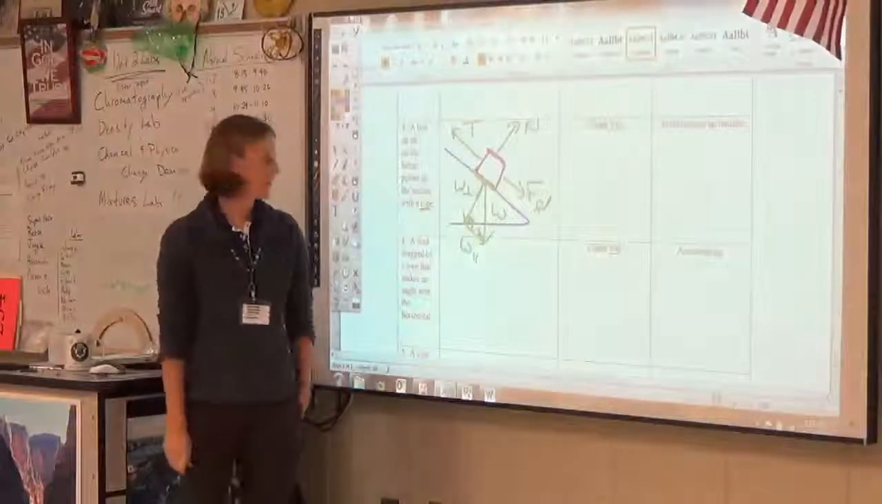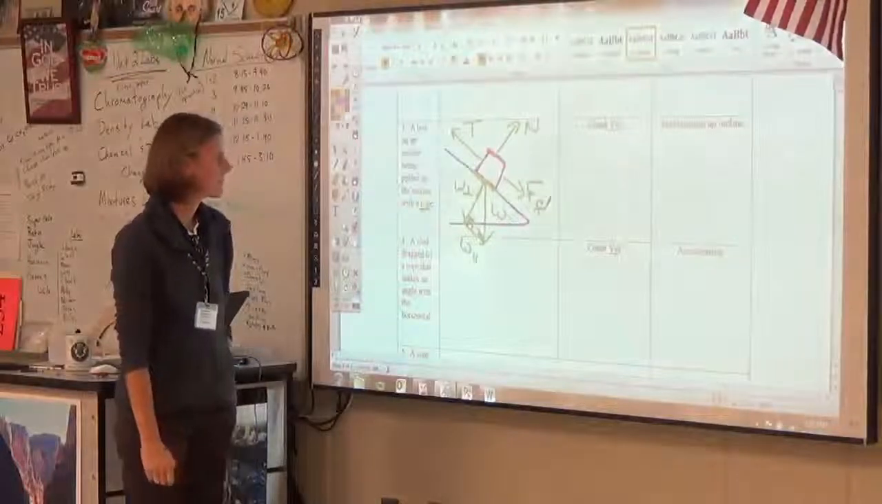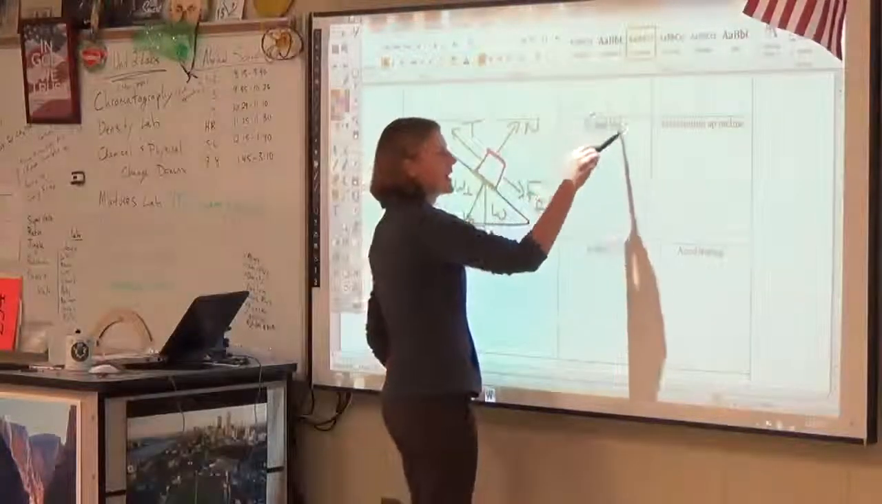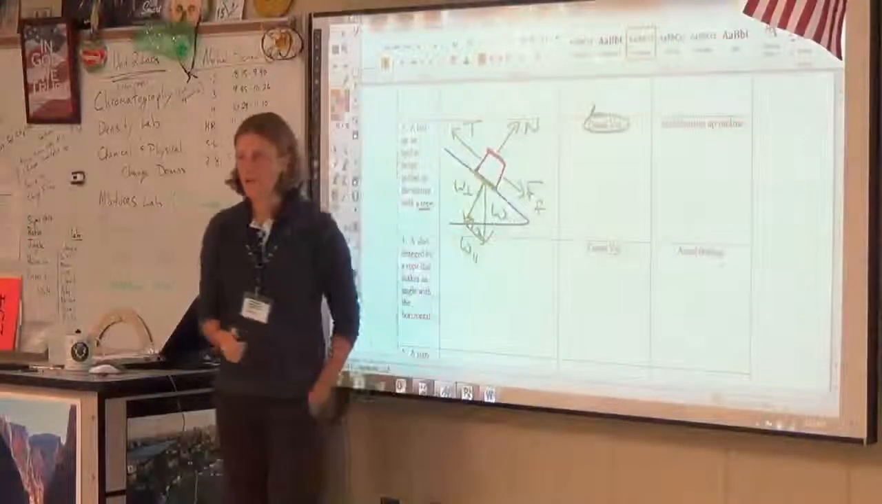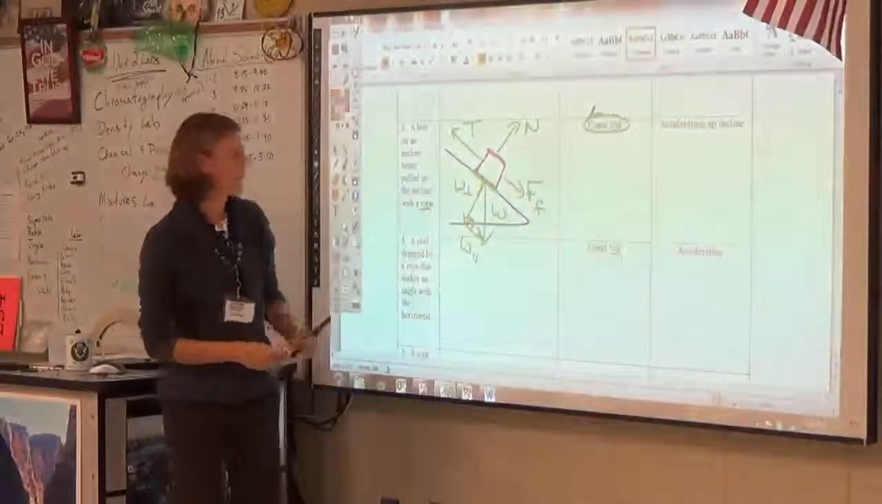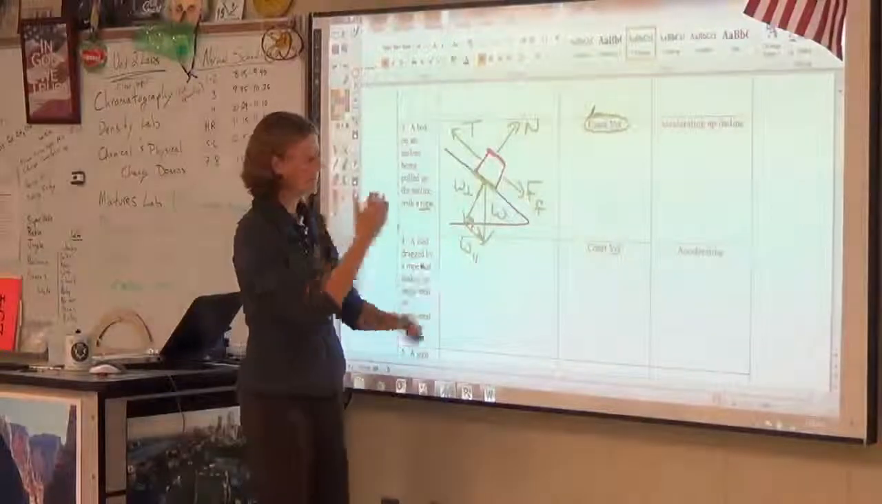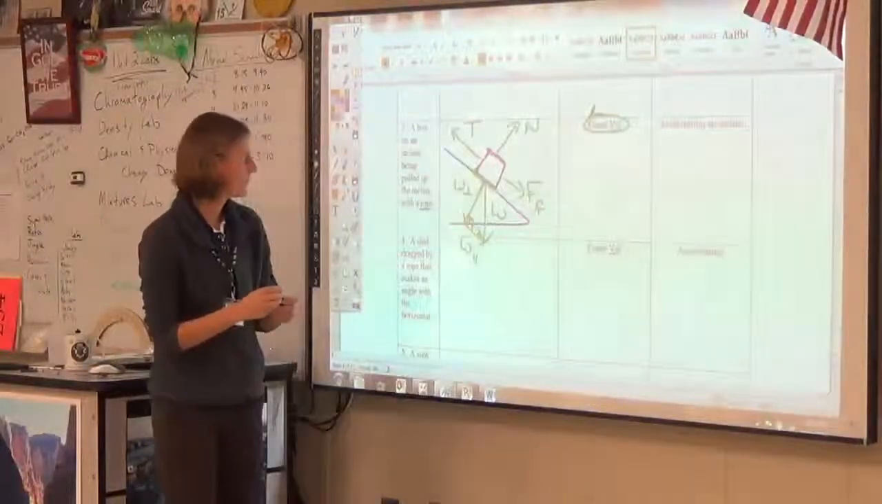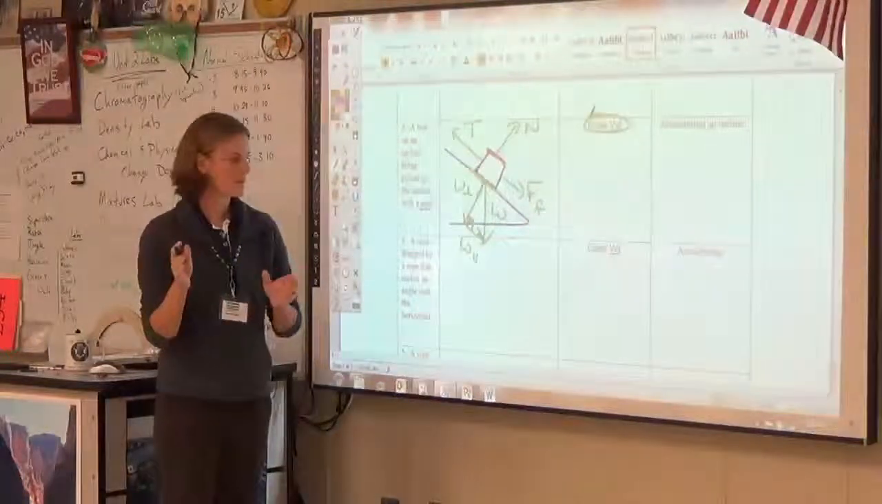This is a good diagram. We've got everything we need on there. So now let's say this box is moving at a constant velocity. What equations can I come up with that would be true? And I would like two sets, for each perpendicular direction. Okay, so what is the friction?